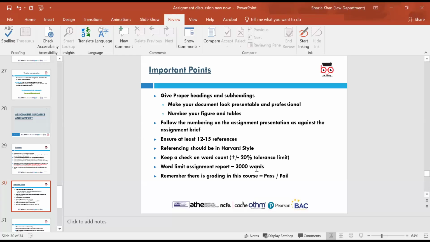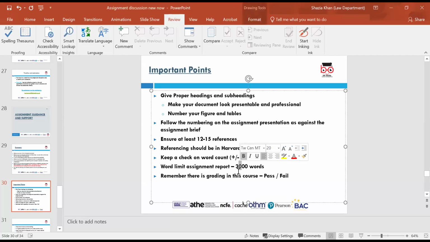I think your word count is 3,500. Is that right? Yes, it says 3,500. And make sure you are also within minus 20% of tolerance for AI. And it is not a pass or fail, it's pass, merit or distinction. So depending on what you want to get, it's up to you.